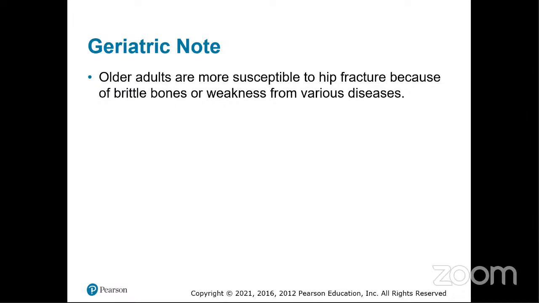Older adults, we've already hit on this, are more susceptible to hip fractures because of brittle bones and weakness from various diseases, especially females with the hip and pelvis. That's not to say we can't get a male with it, but females, especially post-menopause with osteoporosis, are far more susceptible to it.